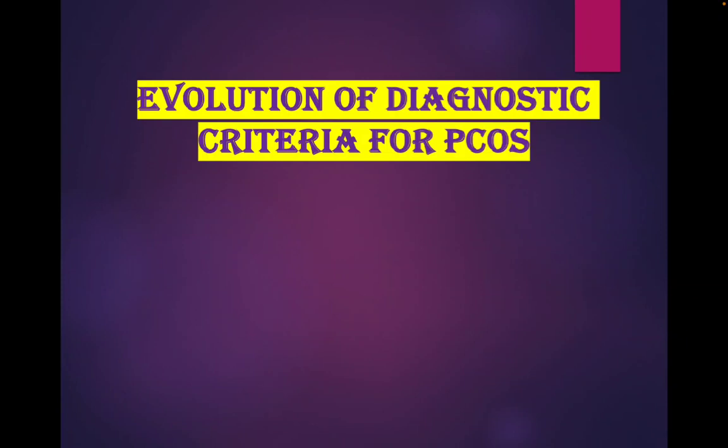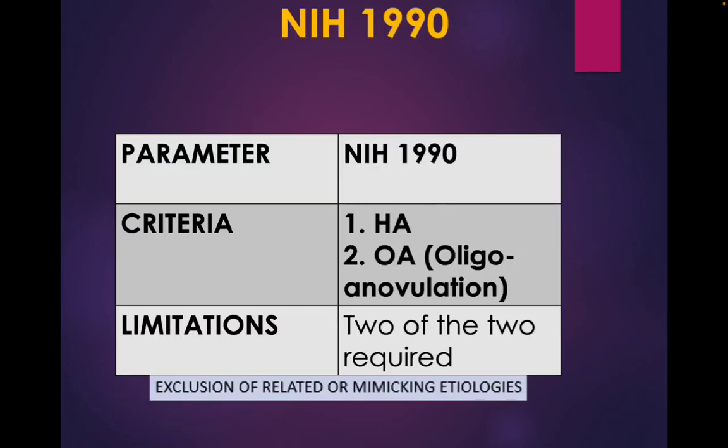The first attempt was made by the NIH conference in 1990. So what was the criteria which the NIH 1990 put? They said two things should be present for the patient to be labeled as PCOS. So what are those two things? One is hyperandrogenism and another is oligoanovulation. If both are present, the patient is labeled as PCOS, provided we have excluded the related or mimicking etiologies.